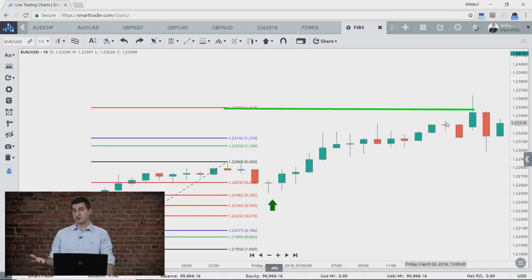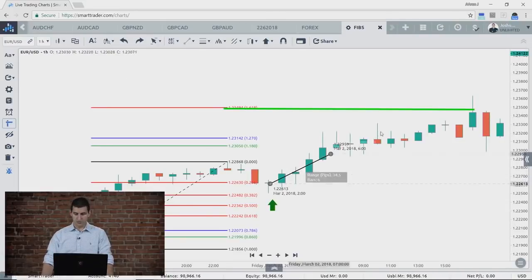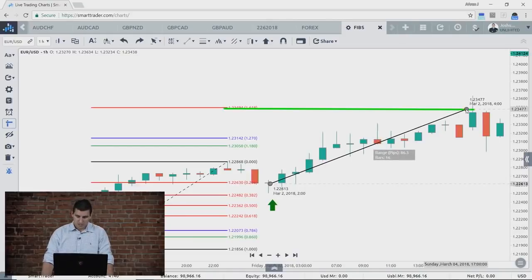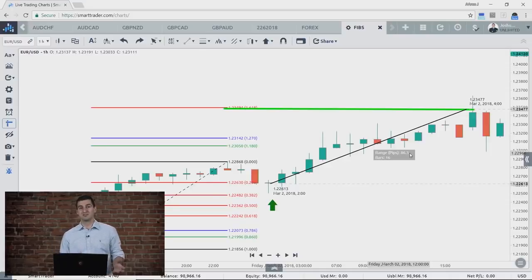So if you were to quantify this, if I were to bring in my ruler from my entry to my exit, we're talking about 86 pips. So if you're a standard lot investor, it's $860. Not too bad considering 16 hours, making an extra $800. If you're a mini lot investor, it's $80.